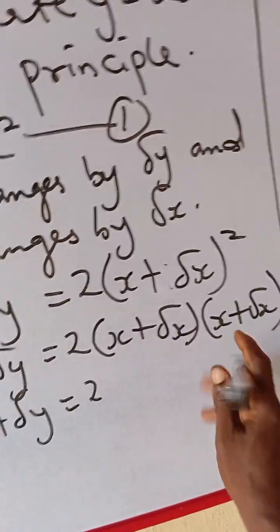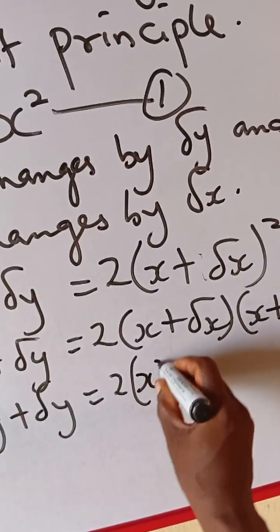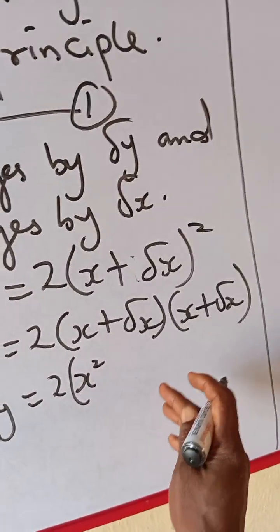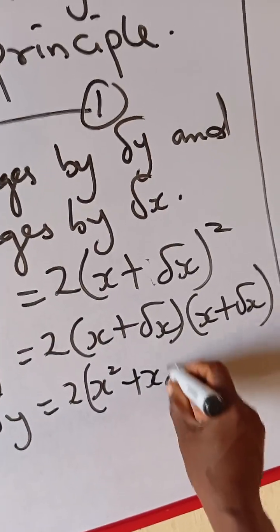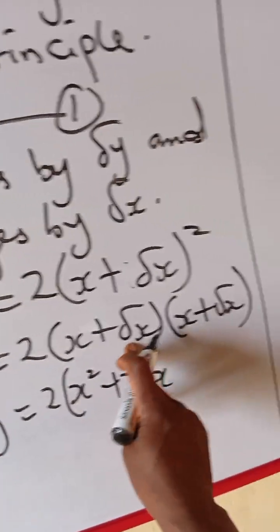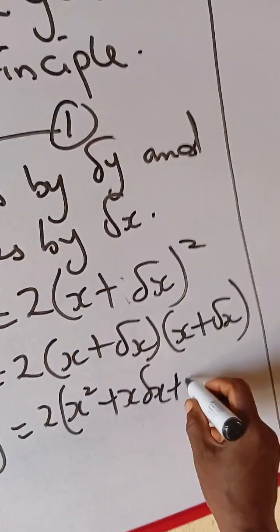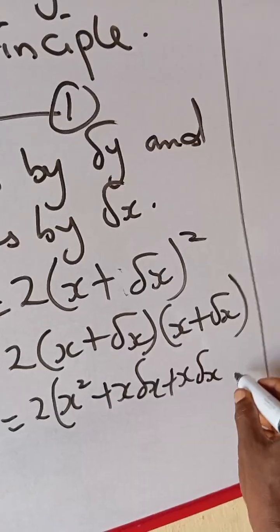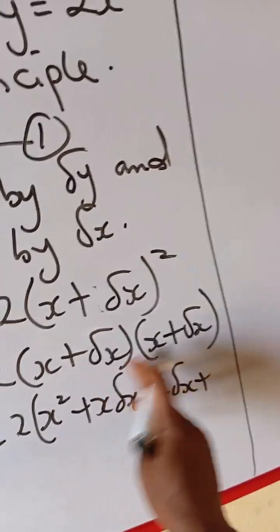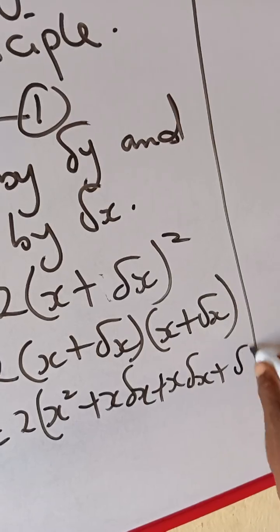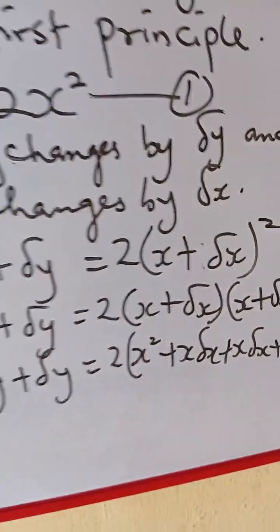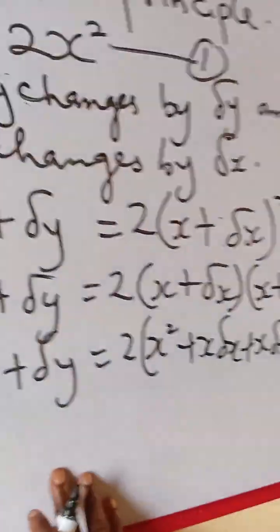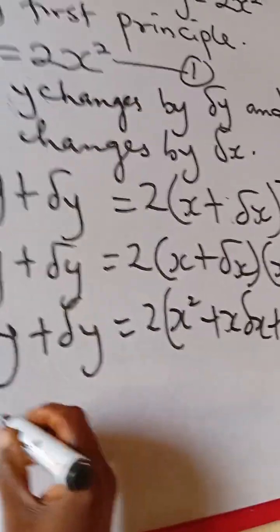x times x will give me x squared. Then x times small change in x will give me small change in x. Then small change in x times x will give me another small change in x. And then small change in x times small change in x will give me small change in x squared. Then I will collect like terms.